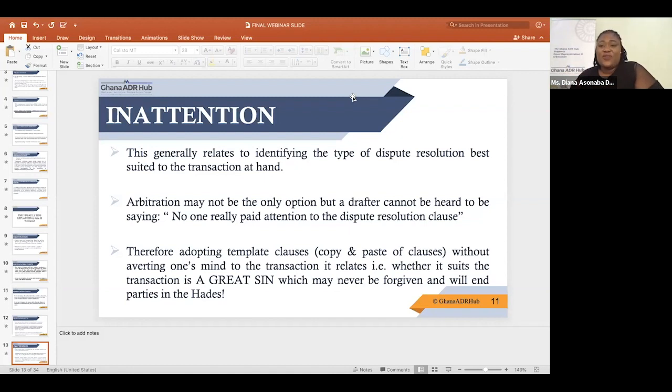I think it is very bad on you as a drafter to say, oh my God, I never really paid attention to the dispute resolution clause. So the sin of inattention must, as much as possible, be avoided. On this score, when you are adopting template clauses, that is, copy and paste clauses from people's agreements or online, wherever you may be, please avert your mind to the transaction it relates to. That is your transaction. It is a great sin which may never be forgiven that I did not watch out for the arbitration clause.